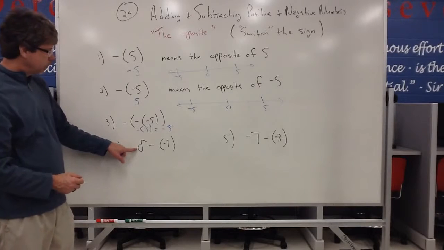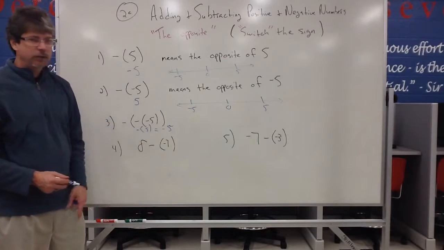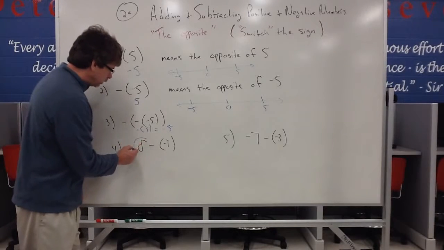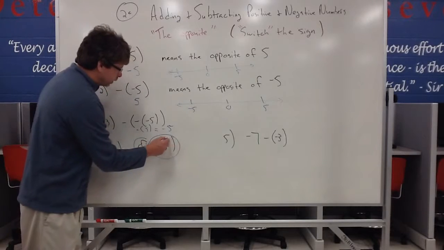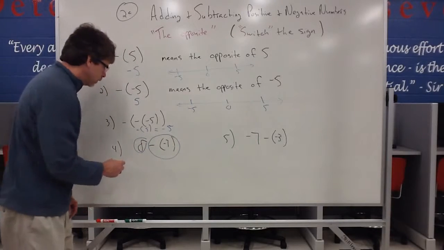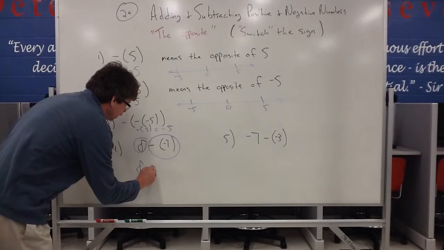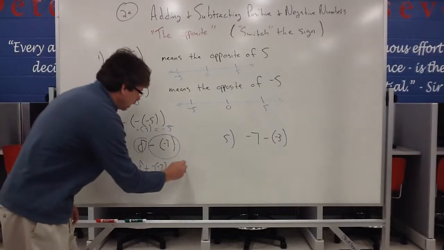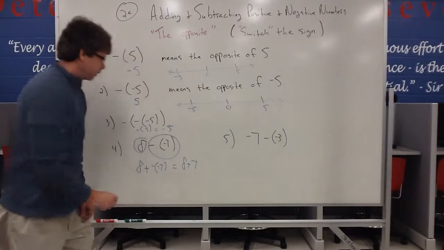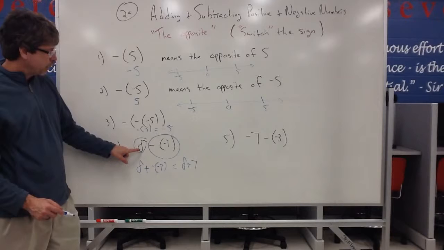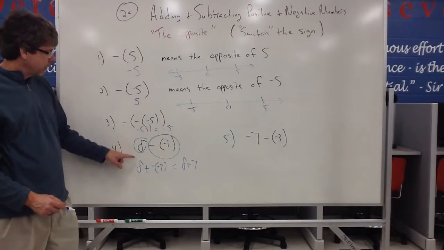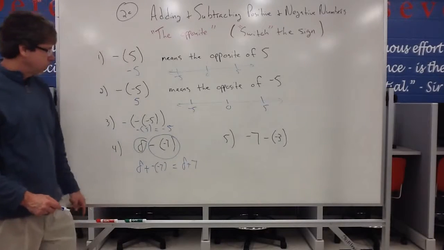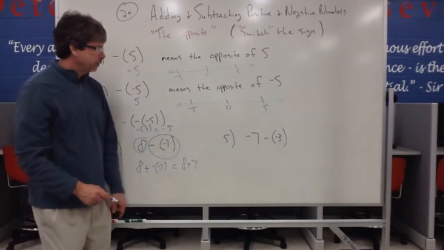So when I look at this problem right here, we can look at this as 8 minus negative 7, but we can also look at this as terms. There are two terms in this problem. So I have an 8 and also this right here, which is the opposite of negative 7. So if I have 8 plus the opposite of negative 7, that's really the same thing as saying 8 plus 7. So I don't have to read this as 8 minus negative 7. I can read this as 8 plus the opposite of negative 7, but the opposite of negative 7 is simply 7. So I could change this problem into 8 plus 7.